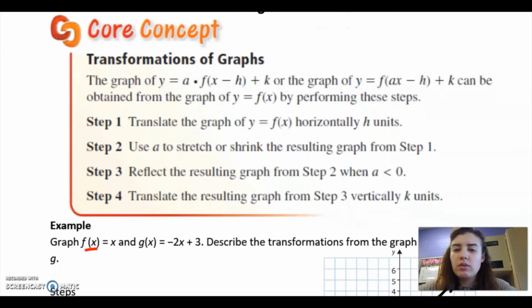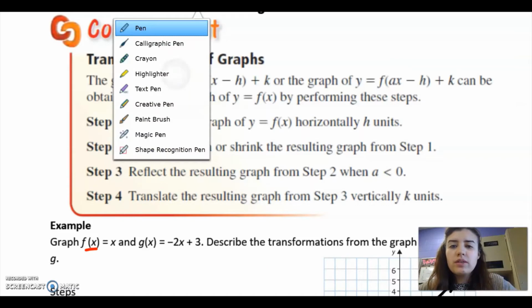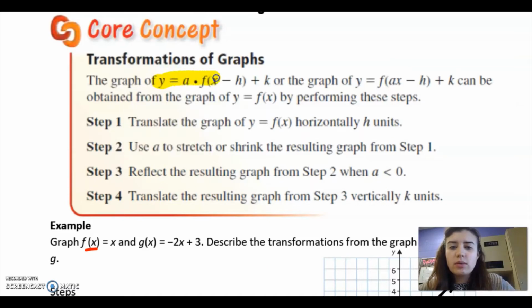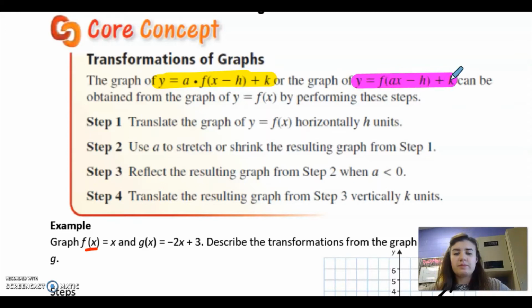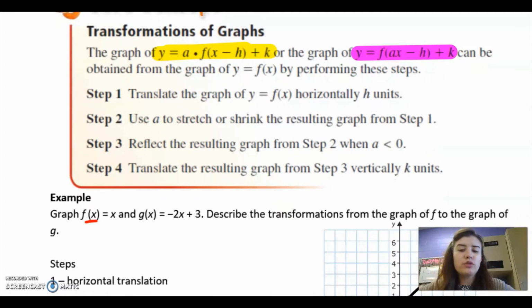So let's review with this core concept. It gives us y equals a times f of x minus h plus k. But it also gives us f of ax minus h plus k. So these are just showing us our different options for how we can manipulate a line, our function. So let's run through these.